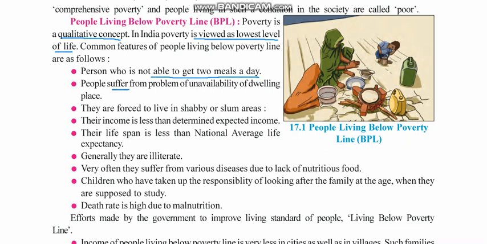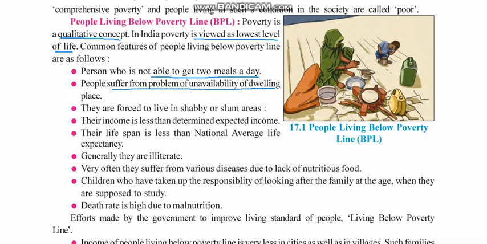Second, suffering from the problem of unavailability of dwelling. Dwelling means houses. They don't have a proper house to live in. Right? Most of the time they are living in makeshift houses like a tent or a house made of plastic, or they are living on the footpath or something else. So they don't have a dwelling place, a living place.